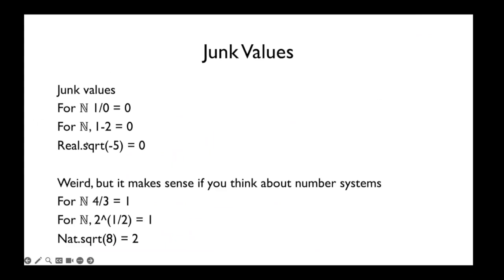So likewise, there's a real dot square root. The type is real to real. -5 is a real number, and you need a location for the square root of that, and so this is set as a junk value equal to 0.